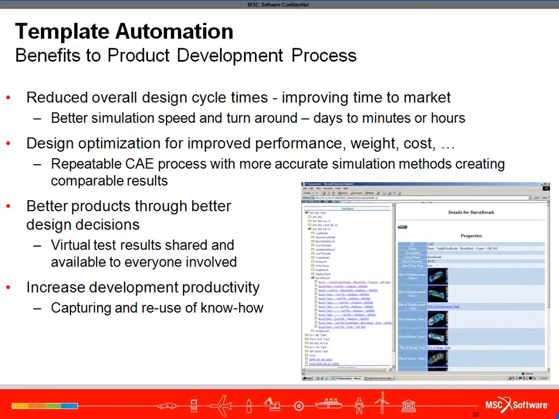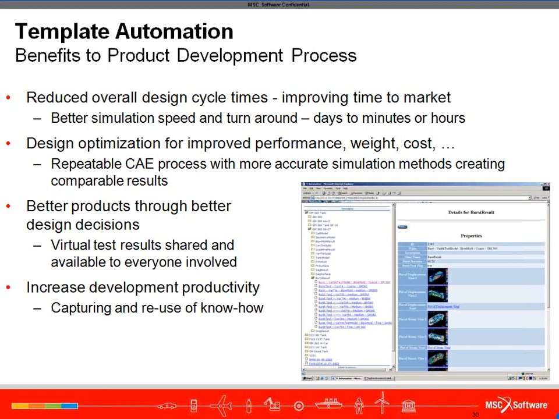The use of templates offers several benefits to the engineering and development process. Template automation brings significantly improved simulation speed and turnaround, which shortens design cycles and time to market, often a key competitive advantage. Accurate simulations that reliably deliver comparable results support the creation of optimized solutions featuring improved performance and increased reliability at a lower cost.